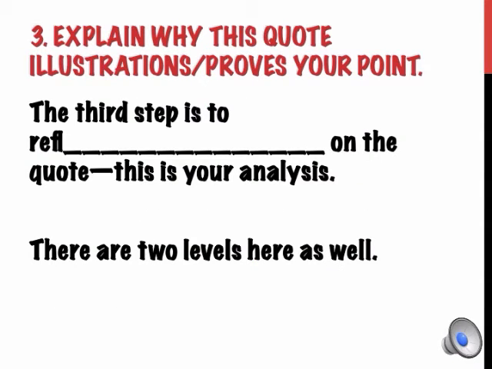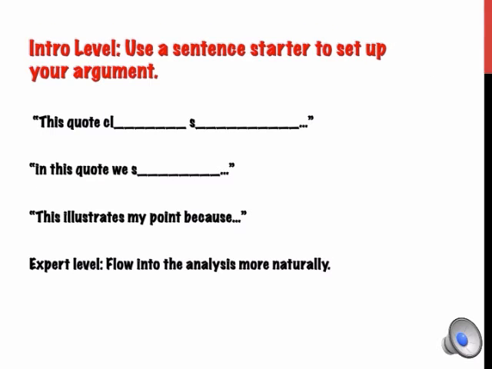The third step after you've done your punctuation is you need to explain your quote. Why does this quote illustrate your point? You need to reflect on the quote, and this is your analysis. There are 2 levels here as well, just as there were in the first step. The intro level, you need to use a sentence starter to set up your argument. So a couple of starters that would work would be something like, this quote clearly states, or in this quote we see, this illustrates my point because. So that's the intro level.